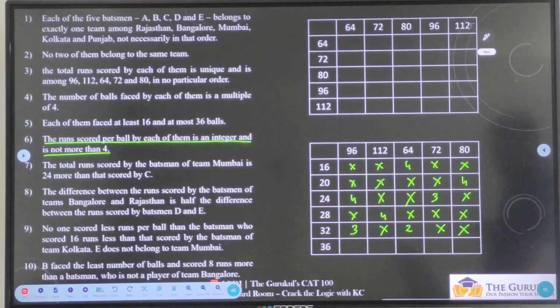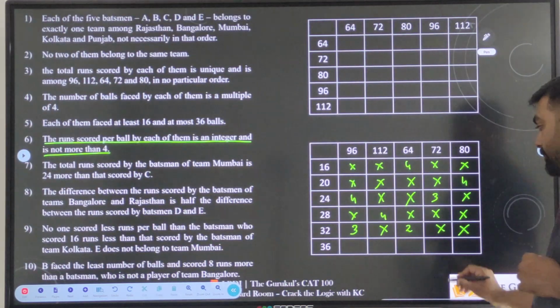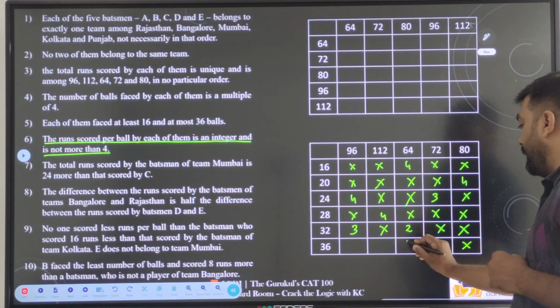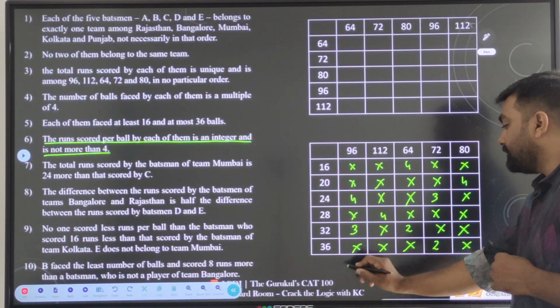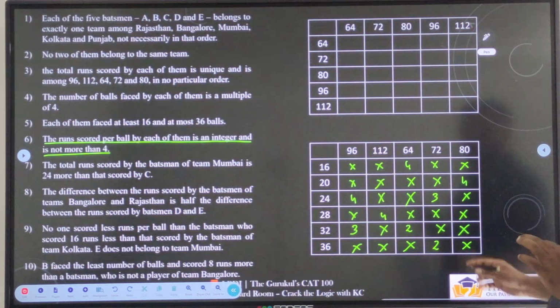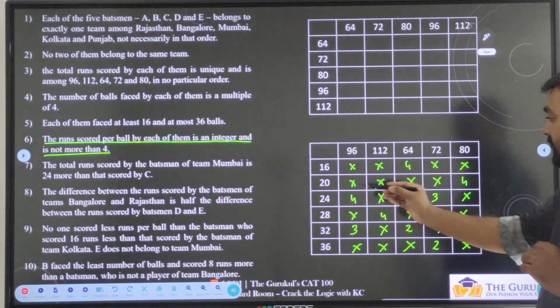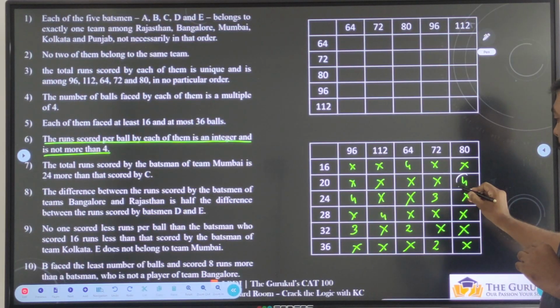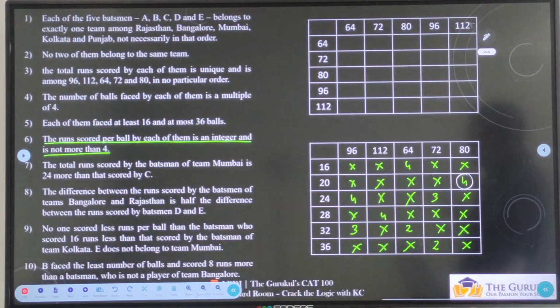Now check for 36. Perfect, this is 2 and the remaining values will not work. Okay, done with this table clearly for everyone? Yes, no? Okay. If you observe carefully, 80 runs, 20 balls, this is the only option. So I can conclude directly, whoever is getting 80 runs will definitely play 20 balls only.